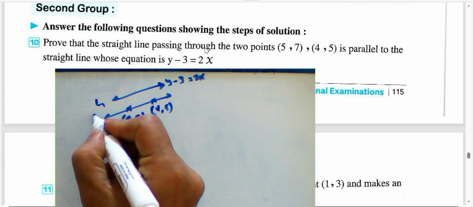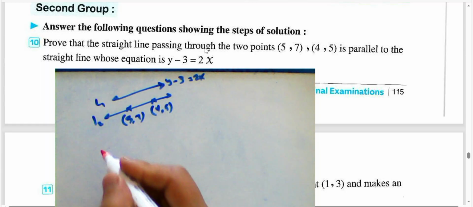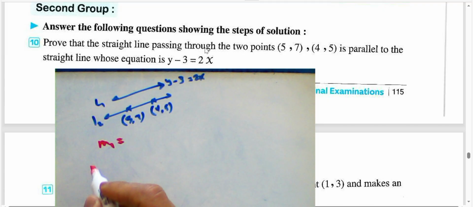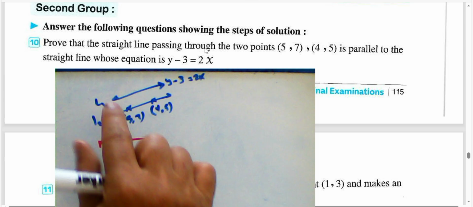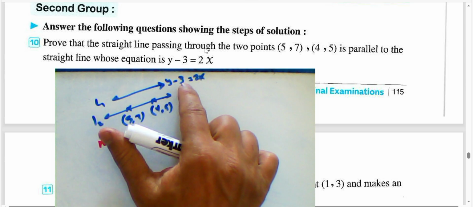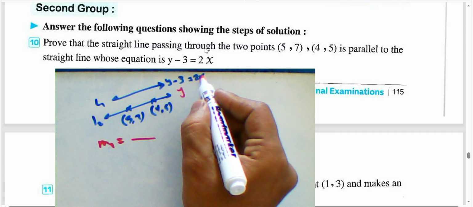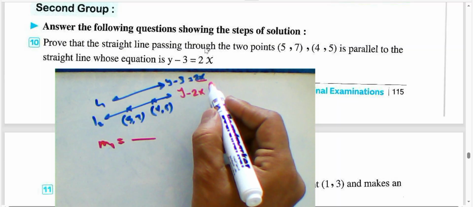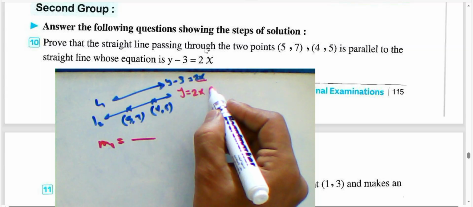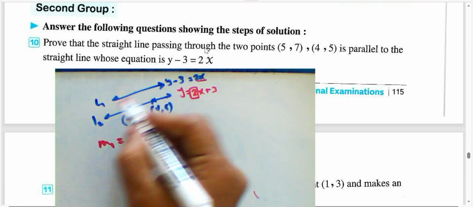Then I will write here L1 and here L2. First step, I will find slope 1. Look at here, we can write this equation in the simplest form. How? Move 2x to the left-hand side, write negative 2x, so y equals x plus 3. Then the slope here will be equal to 1.